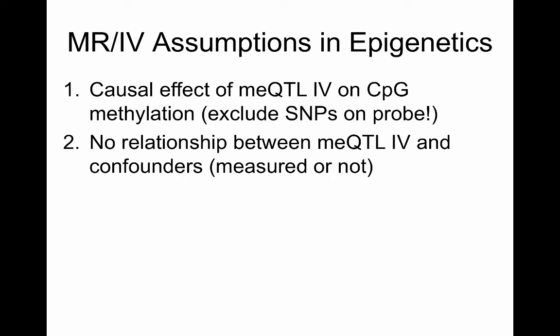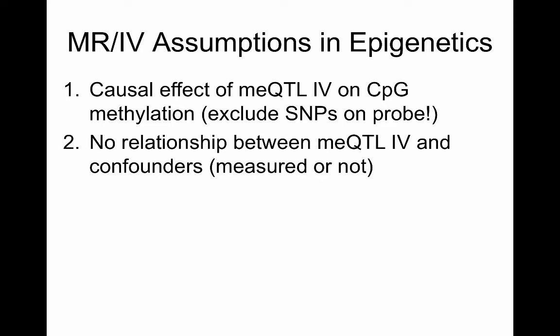You hope and you cross your fingers that Mother Nature's randomization worked, and you do not have to worry about confounders. If you're nervous, you can check to see if people with different genotypes also differ in their confounder distribution. You can do that for measured confounders, but of course you cannot do that for unmeasured ones. So again, you have to rely on randomization working.